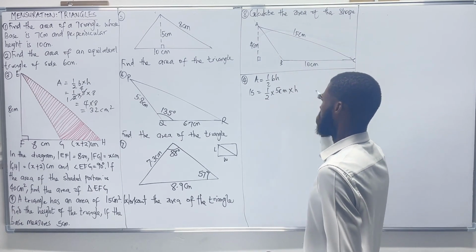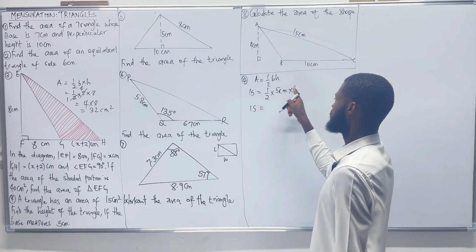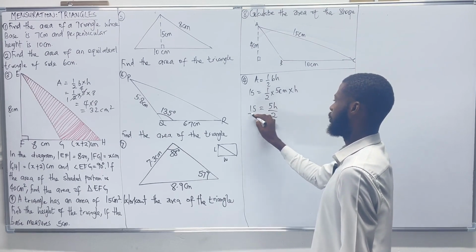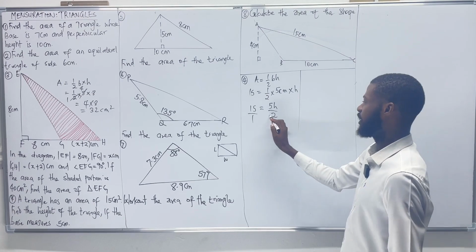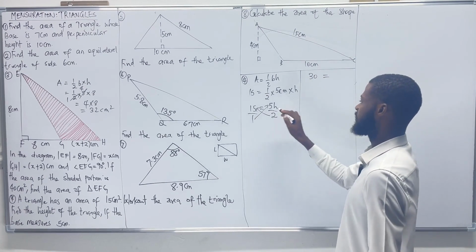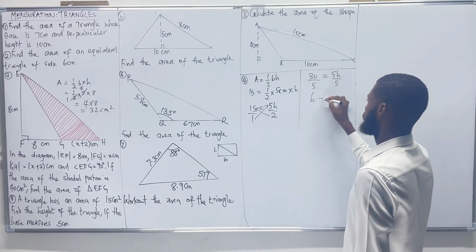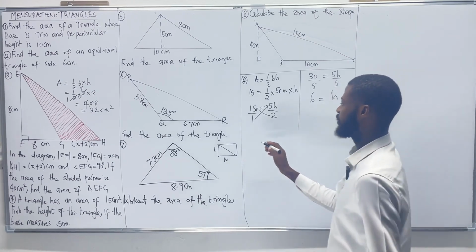Then times the height, which we are looking for. So this is 15 equal to 5 times h times 1, which is 5h over 2. Now I can cross multiply here. So 2 times 15 is 30, equal to 1 times 5h, which is 5h. So I have to divide both sides by 5. So 6 is equal to what? h. So I've solved for h.